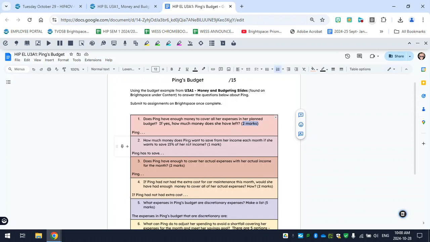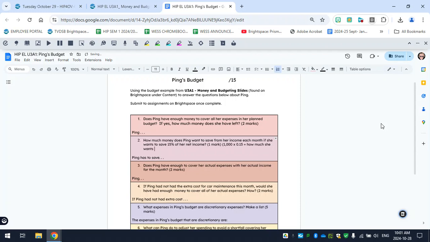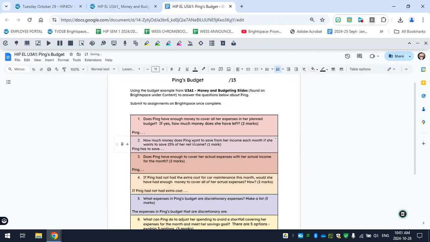How much money does Ping want to save from her income each month if she wants to save 15% of her net income? So how would we solve that? Let's say her net income is $1,000. You would multiply it by 0.15, and that would equal how much she wants to save, because you have to turn that 15% into a decimal. So use this calculation to help you solve that question. But put in her actual amount, okay? So that's 1 mark there.